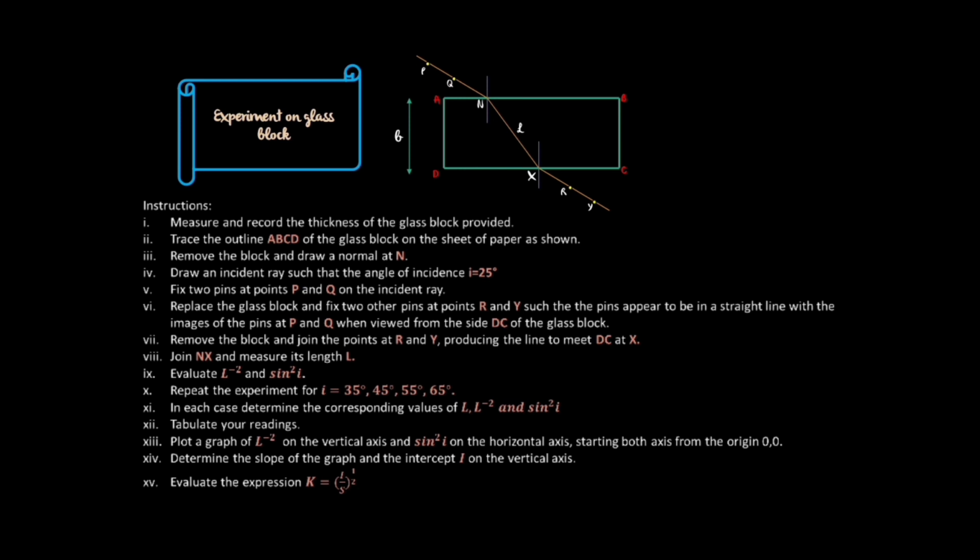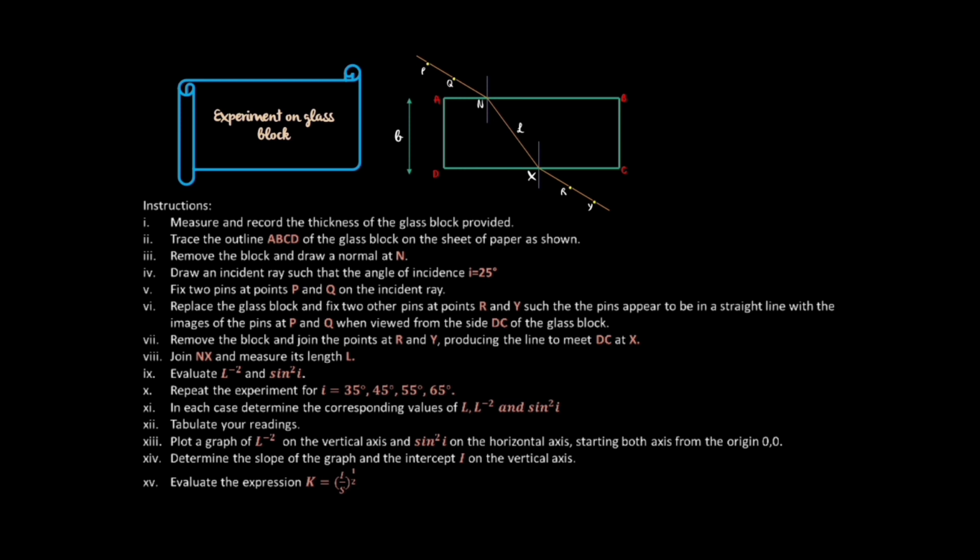Here's a typical experiment involving a glass block. So you might be given a question that looks like this. You have seen the diagram. That's the diagram for the question. Now the instruction reads, measure and record the thickness of the glass block provided. That means we are provided with a glass block, and the thickness of the glass block is that dimension B.